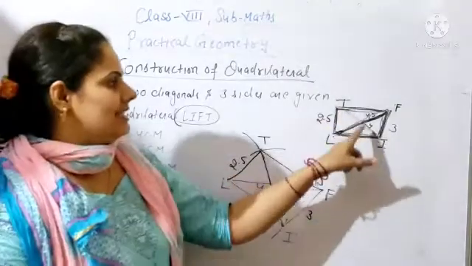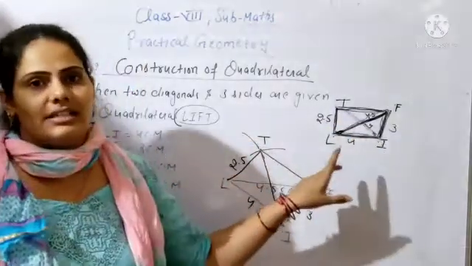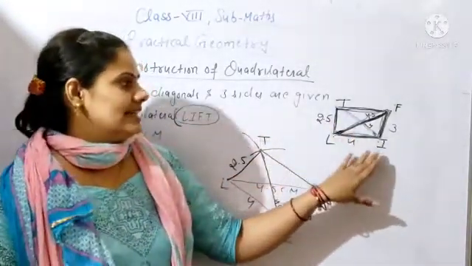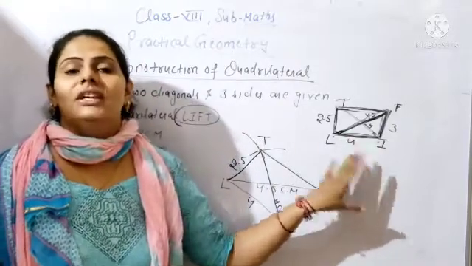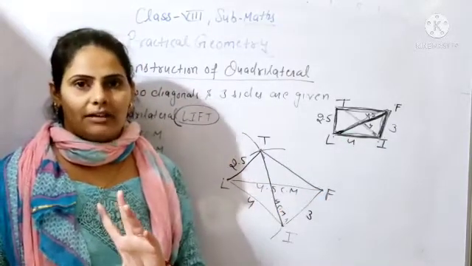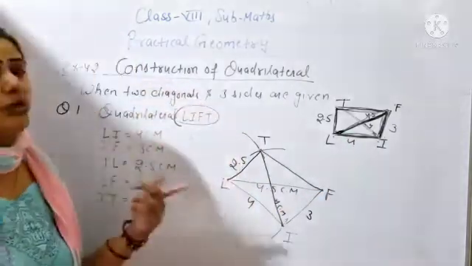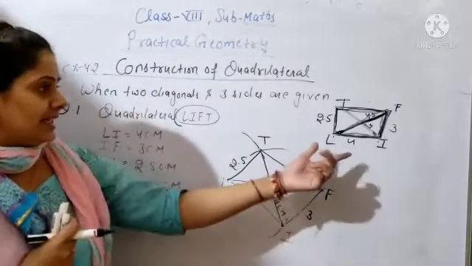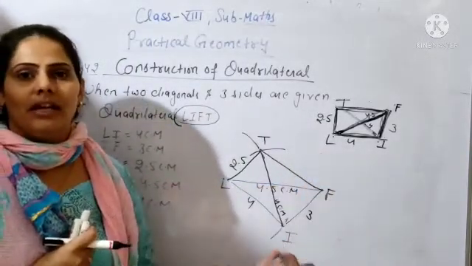These are the diagonals, and the lengths of both the diagonals are already given. Now you can easily see in this question, in the rough diagram, 3 sides and 2 diagonals are given. Clear? Now you have to construct the quadrilateral. Okay, this is the rough diagram. Now you have to make the fair diagram also.